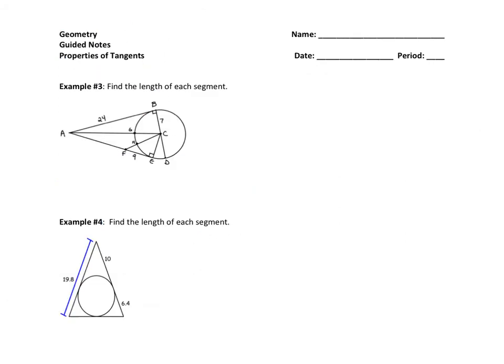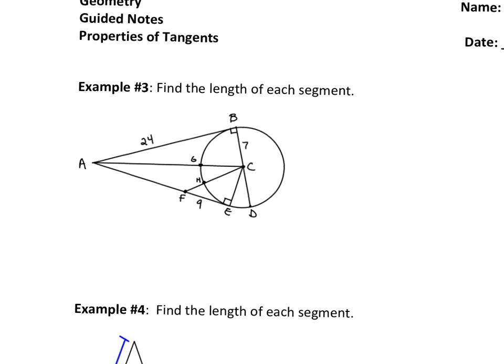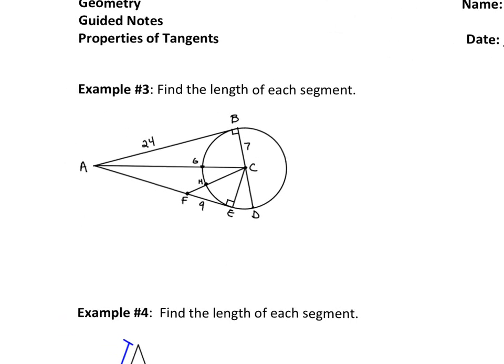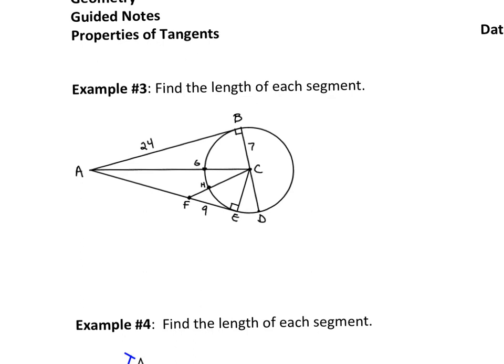So we can really use this theorem to help us do a lot of types of problems with these properties of tangents. If we look at this one, it says find the length of each segment. And there's lots of segments here. The first thing I'm going to do is I notice I have lots of radii of circle C. So I see BC is 7, but since it's a radius, then CD would have to be 7. So would CE. So would CH. So would CG. All those segments would be 7.